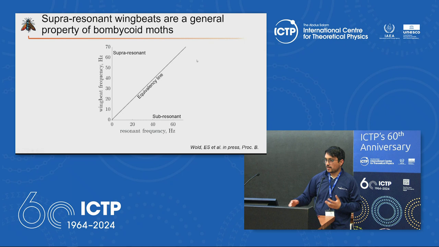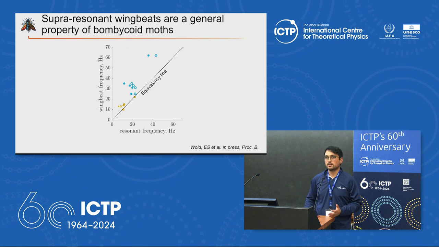So what I did later was then see if this was a general property of the cousins of Manduca sexta. Manduca sexta is a bombycoid moth. It's a huge superfamily of moths, hawk moths and silk moths. We did this same procedure in a bunch of different moth species and found that basically all of them are either at resonance or above resonance. So this property of being super resonant appears to at least generalize across this superfamily of moths that span about 60 hertz in wing beat frequency.